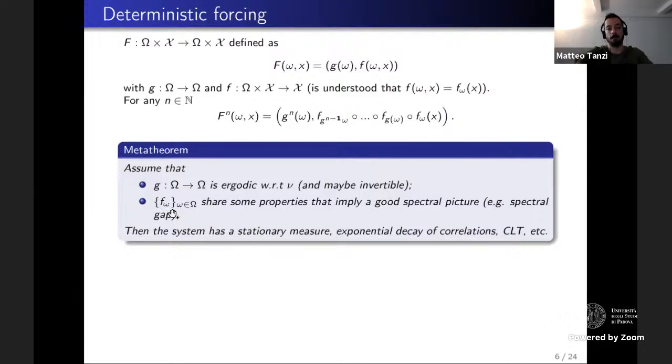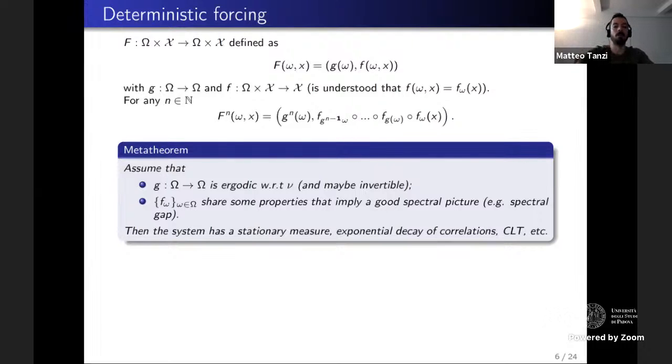The maps F omega, the maps that I'm composing, are usually assumed to share some good properties. These are usually good properties of the transfer operators of these maps, which, when acting on some functional spaces, have a good spectral picture. These maps F omega could have a uniformly good spectral picture, so all of them have, say, a spectral gap, and the spectral gap is of uniform size across the maps F omega. Or these good spectral properties could sometimes hold on average. So not all of the maps F omega have these nice spectral properties, but on average they do.